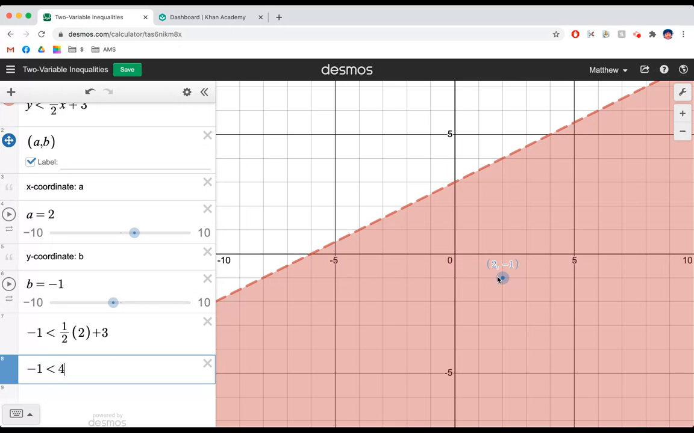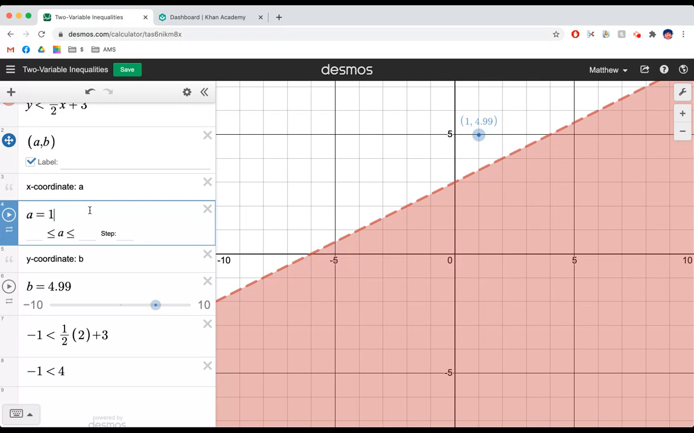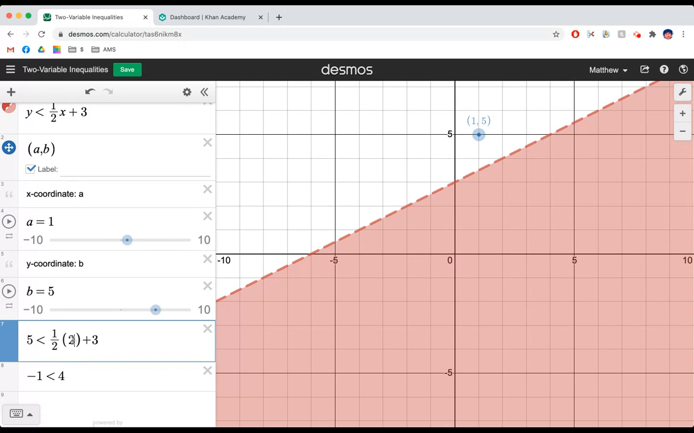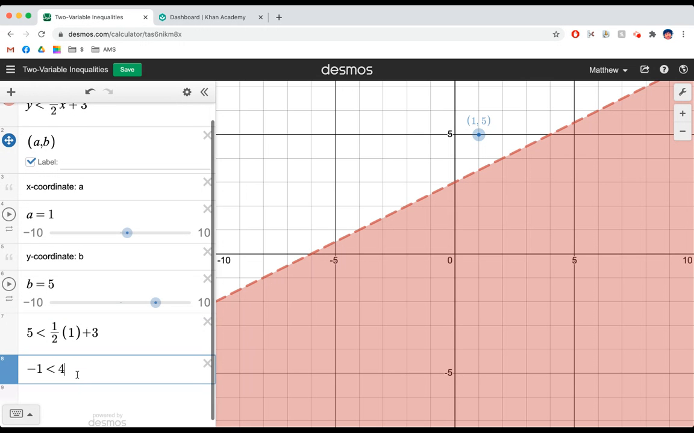On the flip side, if I go to somewhere up here, like 1 comma 5, right? Let me go to 1 comma 5. My y value was 5. My x value was 1. And we're going to get 5 is less than half times 1 is half, plus 3 is 3.5, right? So we get a statement that says 5 is less than 3.5. Doesn't make sense, right? It's not true, which is why 1 comma 5 is not a solution. That's why it's not in the shaded region, okay? So that'll help you with the first two exercises on your Khan Academy assignment today.